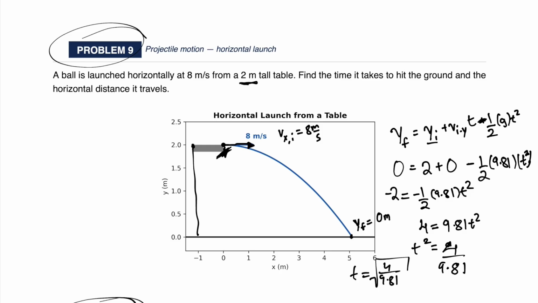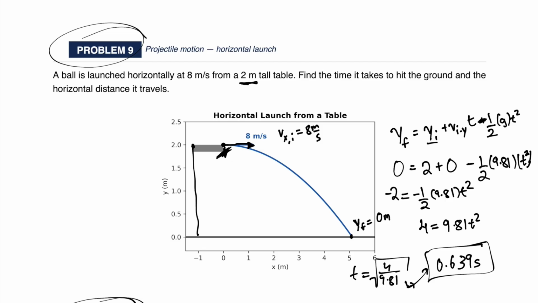So if you pull out your calculator and do that, you should get approximately 0.639 seconds. Okay? Yeah, that seems like a good approximation. Find the time it takes to hit the ground, which is that, and the horizontal distance it travels.